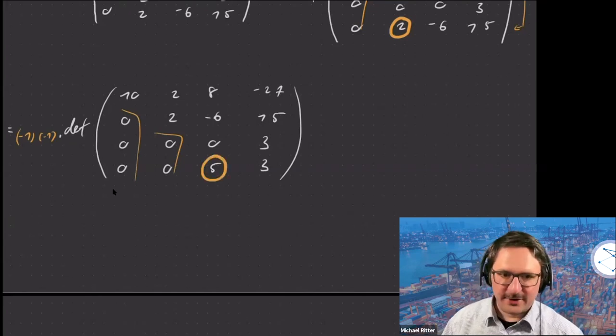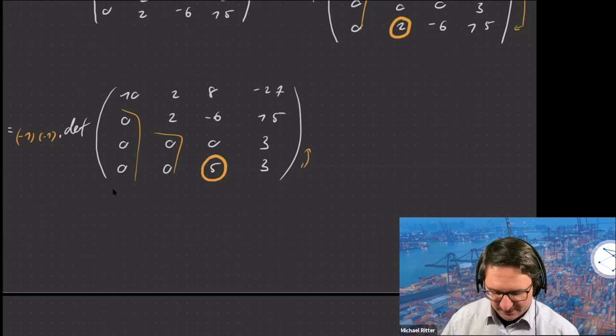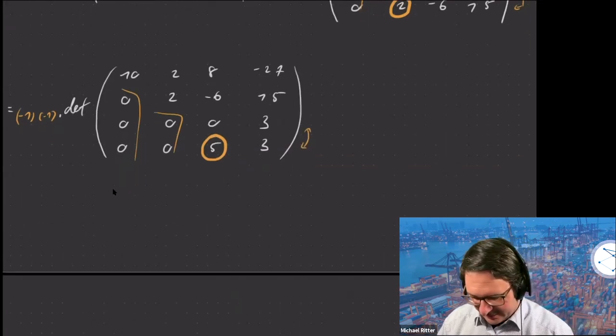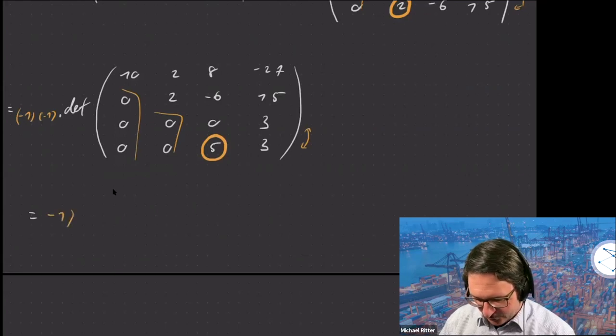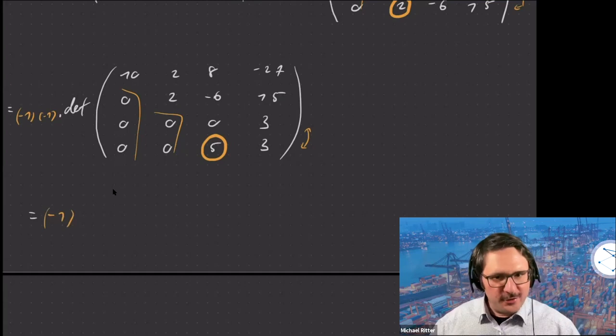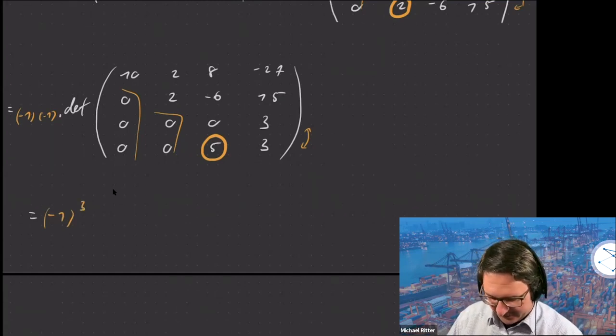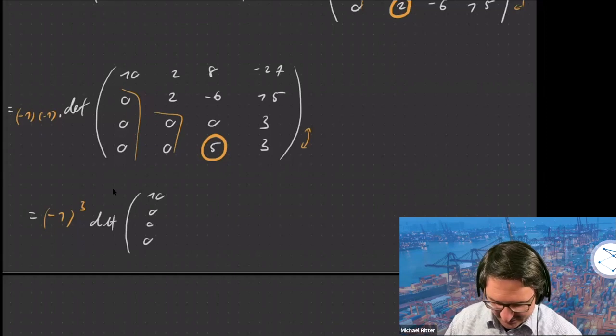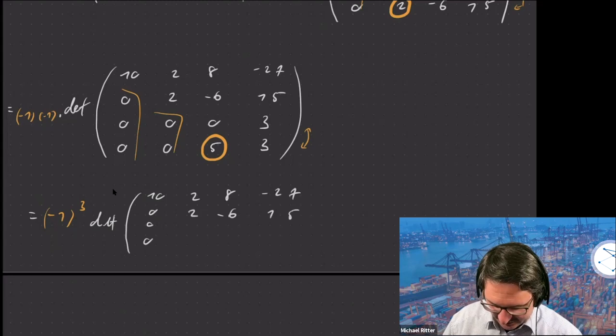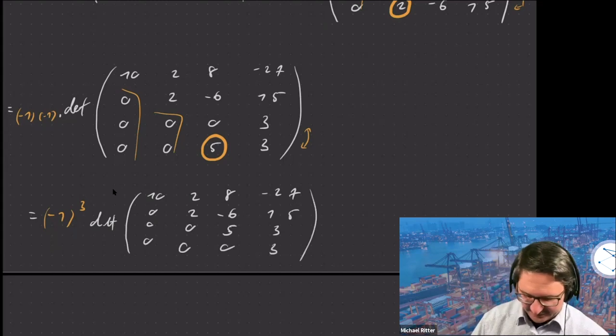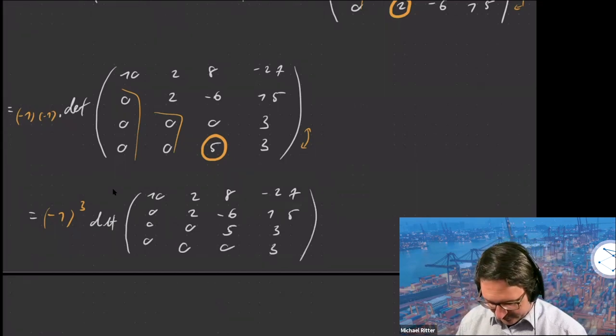Last pivot element would be this one here. And again, we just have to make a row swap. And that would now lead to minus one. We already have two of those. We add a third one now. So we have minus one to the power of three. And the new matrix will be this one. We don't change those rows. We don't change the second row. And we exchange the last and the next to last row. So this new one is 0, 5, 3. And the new third row is 0, 0, 3, like this. And now we have triangular form or echelon form.